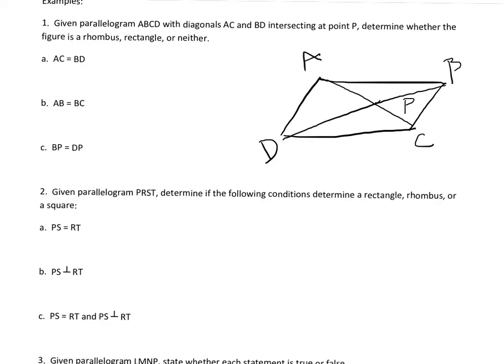So A says AC is equal to BD. So if I was going to label, AC is that diagonal, and BD is the other diagonal. Okay, so it's saying that those are equal. What does that tell us? Well, if we go back to the previous page, we see that if diagonals are equal, we know that it is a rectangle.